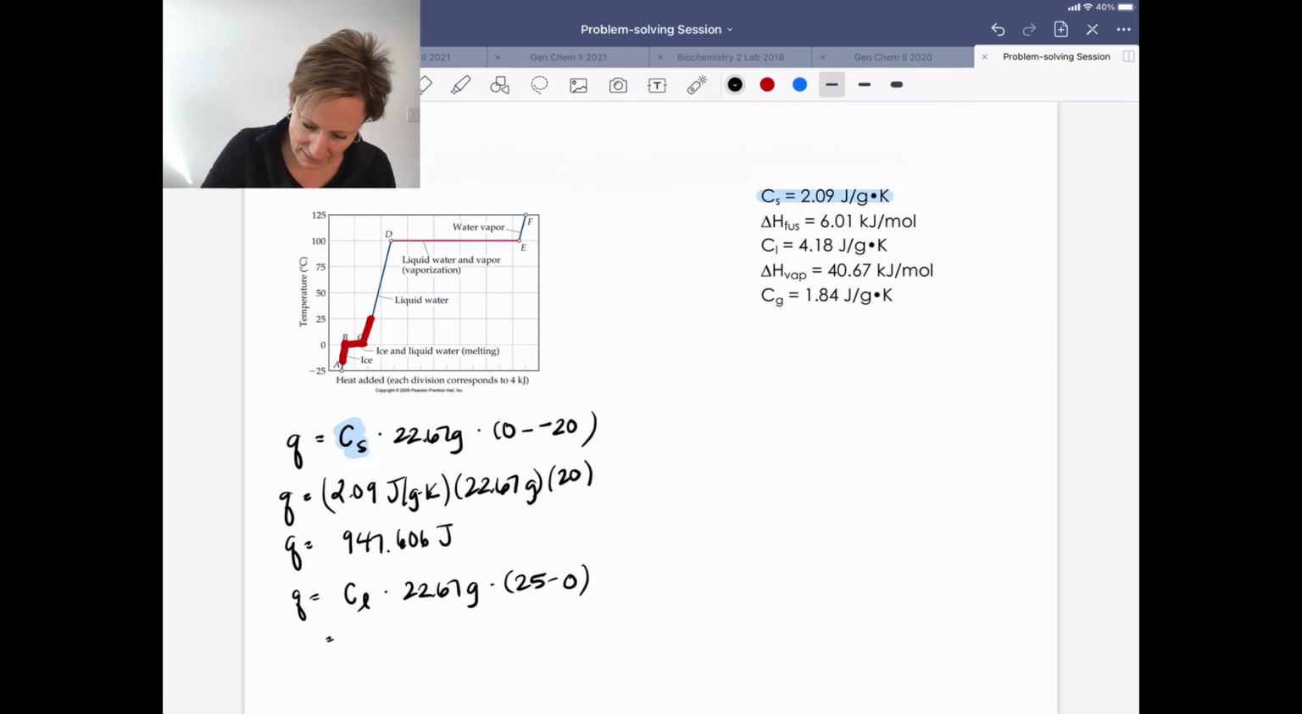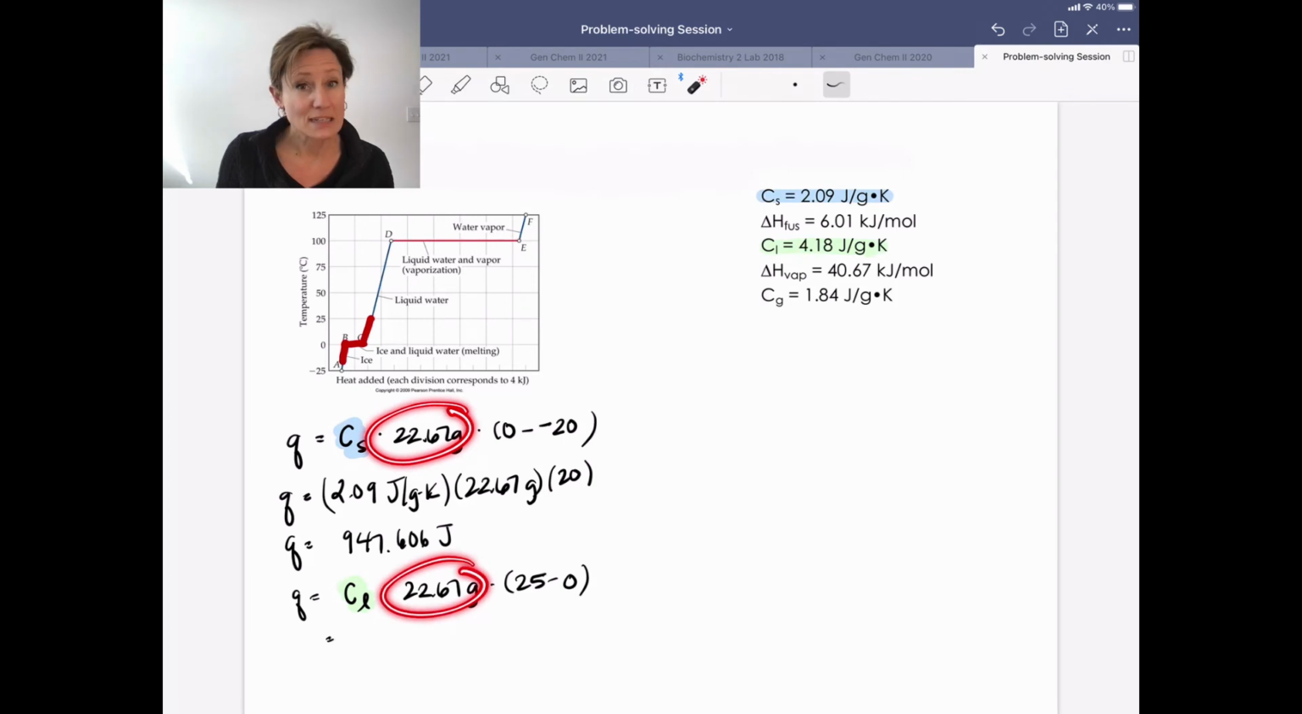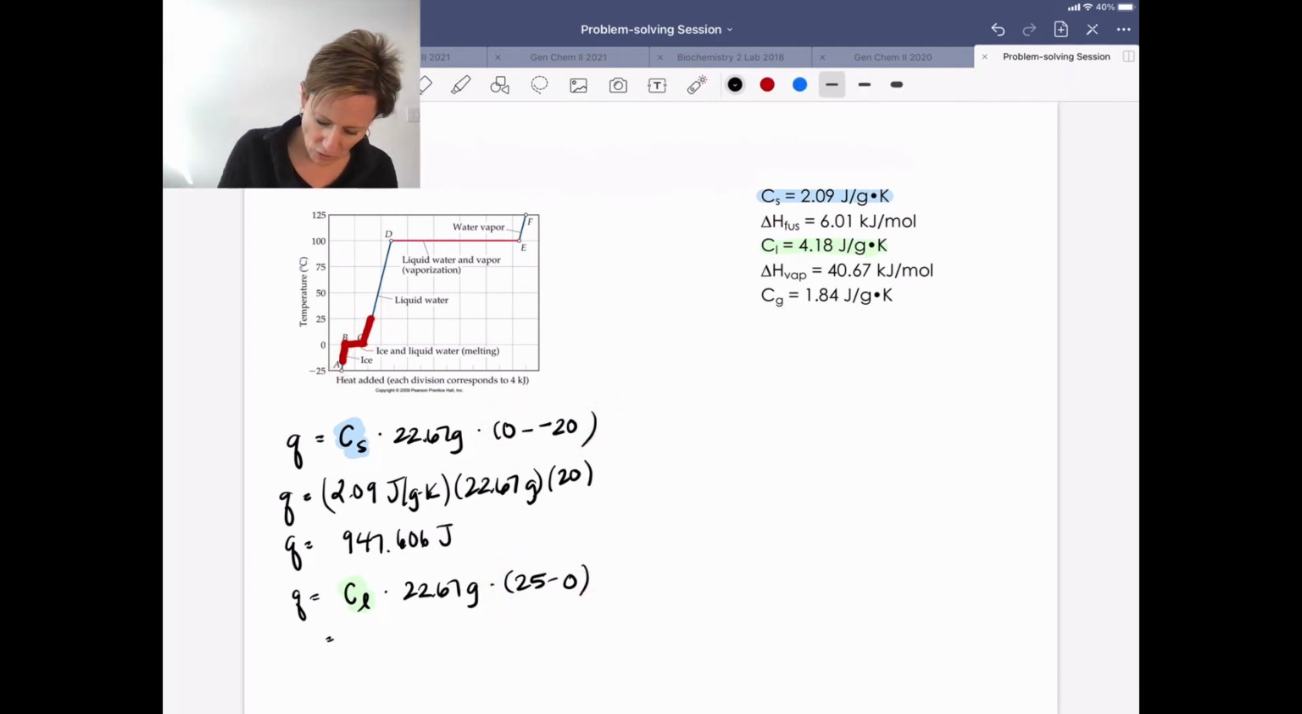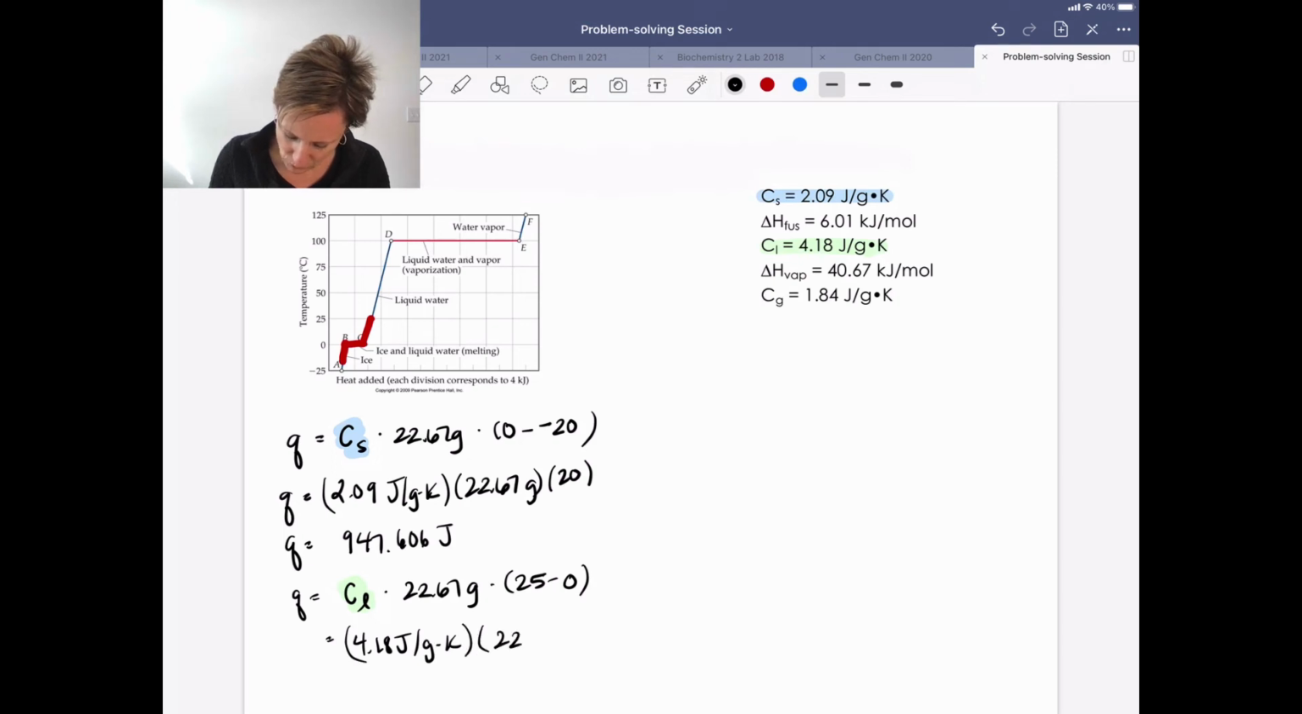So when I put this in, let's highlight and match where I grabbed this. Now I'm heating a liquid, so that's why I need to use that value. You'll notice that the amount that I have didn't change. The delta T did change, and again, I had to use it for the length of the line that I had there. Okay, so now I'm going to put in these values. It's going to be 4.18 joules per gram Kelvin times 22.67 times 25.